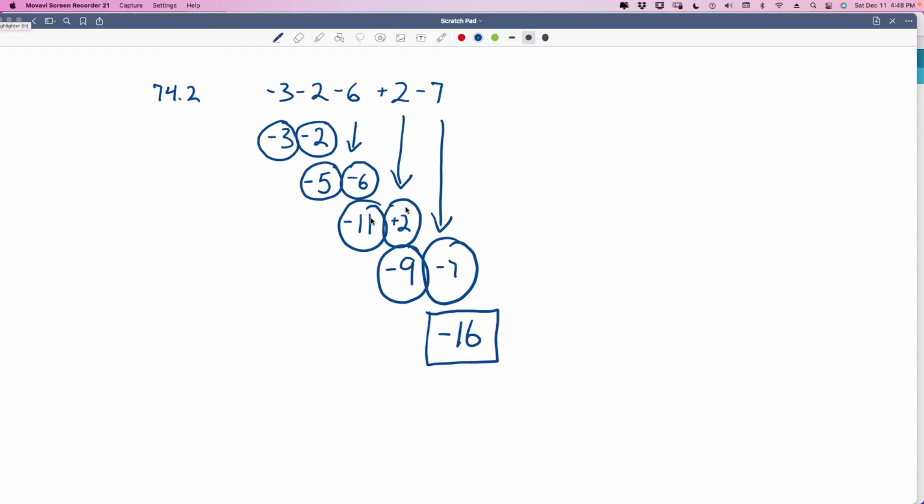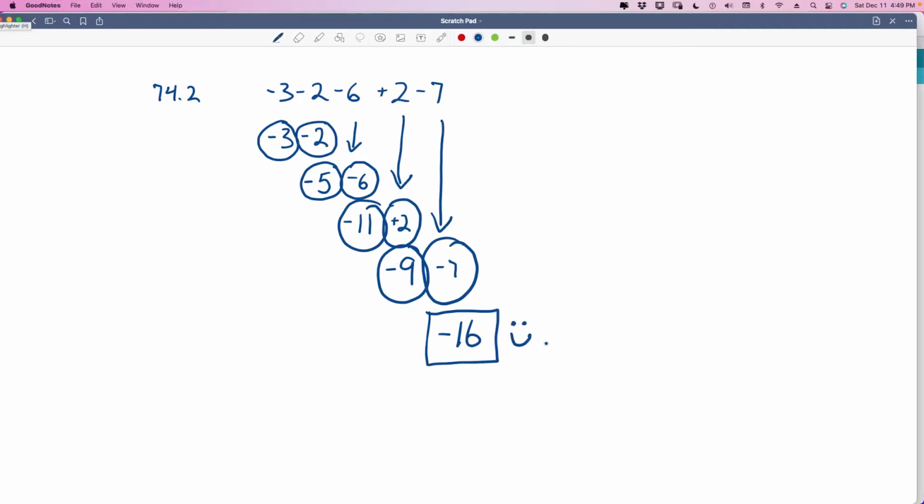Now we have a positive 2. We brought that in. A negative 11 plus 2. They're different signs. So we take the sign of the larger number, which is 11. So we have a negative, and then we say 11 minus 2 is 9. Now we bring down our negative 7. Both of these signs are the same, so we keep that sign, and we add the two numbers together, and we get negative 16. And if you got negative 16, then good job. That is the right answer.